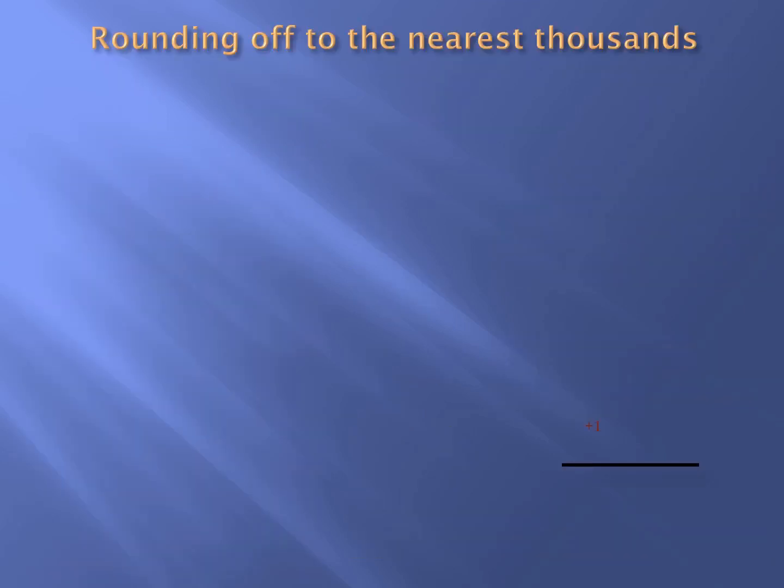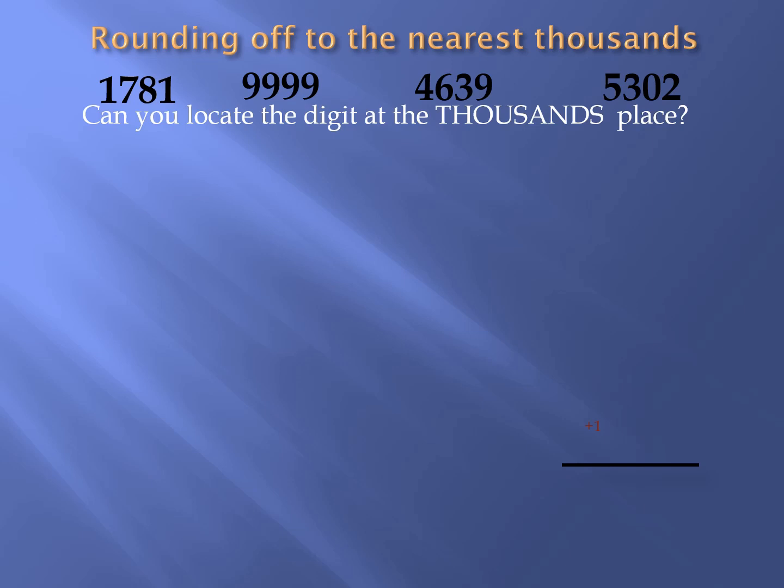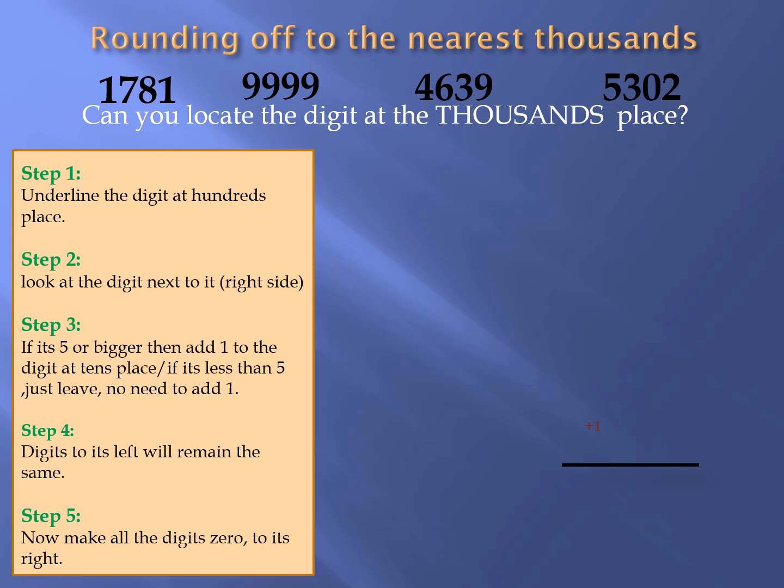Okay, now we will round off the whole numbers to the nearest 1000. Again we have some numbers: 1781, 9999, 4639, 5302. What you have to do is to locate the digit at thousands place. Why? Because we are rounding off to the nearest 1000.